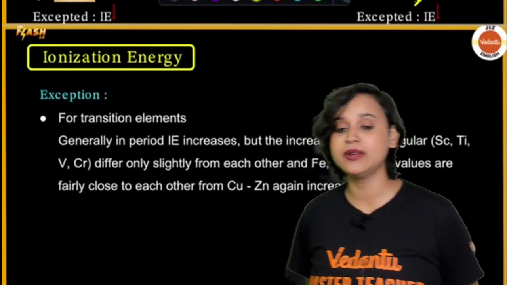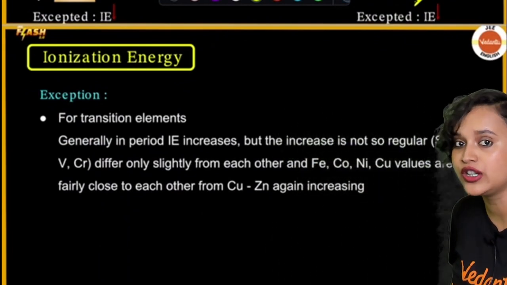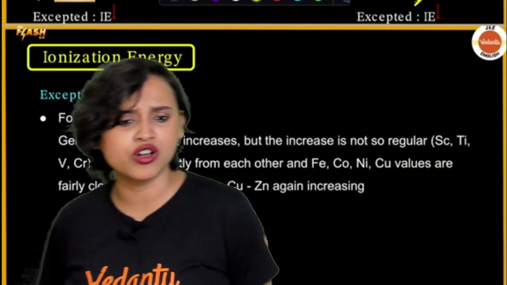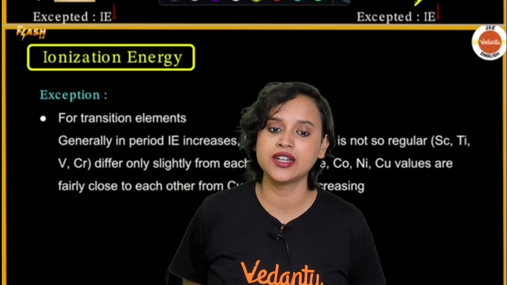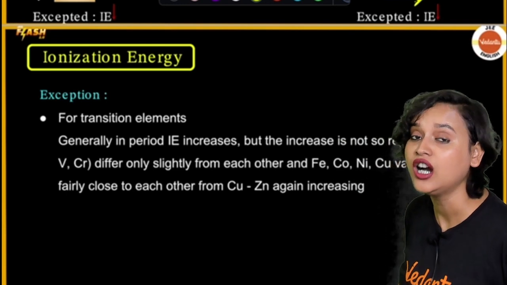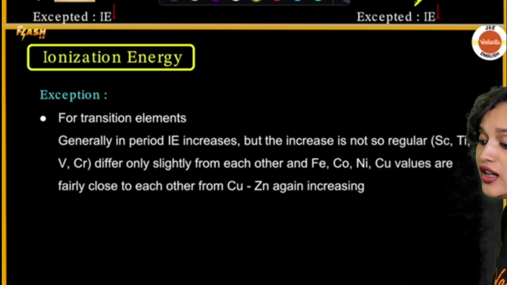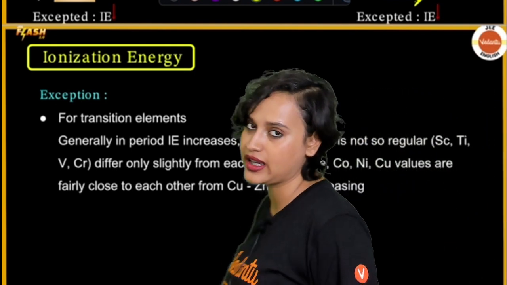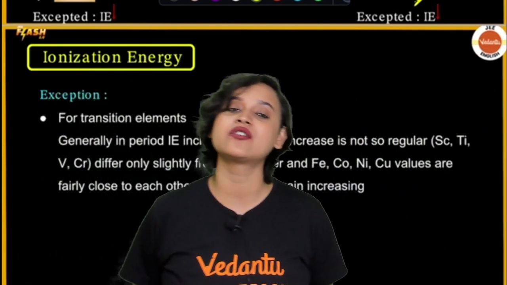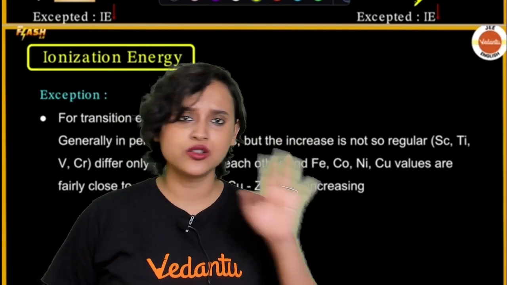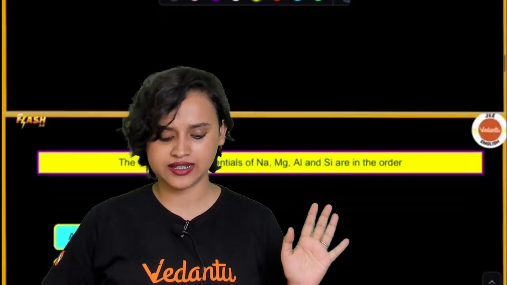Now for transition elements, generally in a period, we know that ionization enthalpy increases. But the increase is not so great when we are talking about scandium, titanium, vanadium, chromium. Why? Because they differ only a little bit from each other. In case of iron, cobalt, nickel and copper, the value is fairly close, almost similar. And then in copper and zinc, it is again increasing. It's the same trend that we have seen in atomic radius. No exception here. Once you have understood atomic radius, you can easily understand ionization enthalpy as well.